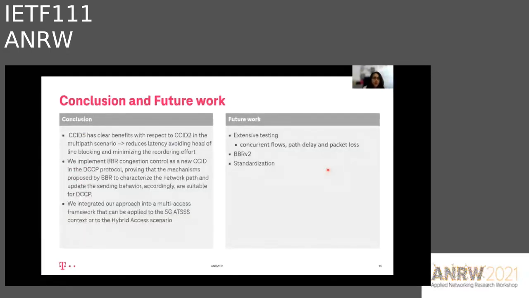Finally, to conclude all this work, we managed to prove that CCID5 has a clear benefit with respect to CCID2 in the multipath scenario, as in all the cases, it reduces the latency, avoiding head-of-line blocking, and also minimizing the reordering effort. We also managed to implement BBR congestion control as a new CCID for the DCCP protocol, proving that the conceptual background of BBR also works for DCCP.